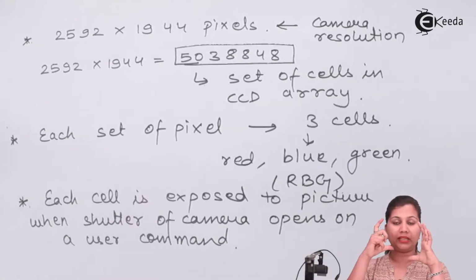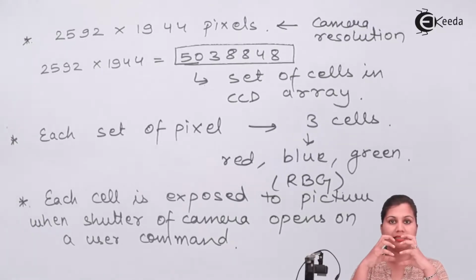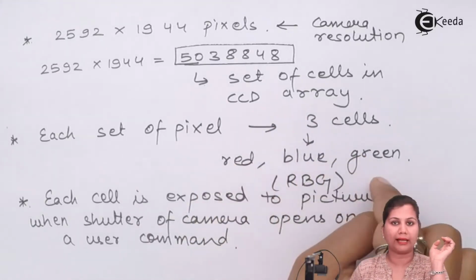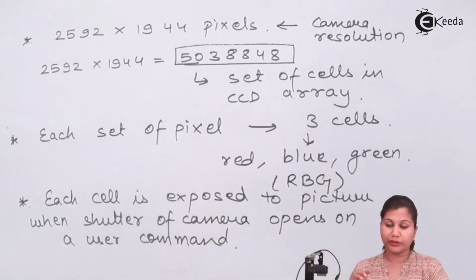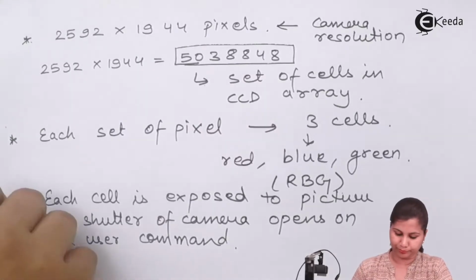Now when the user presses the button and clicks the picture, the cells are going to capture or record the image with the help of these 3 colors: red, blue and green. So in this way the CCD array is going to record the picture on the camera.